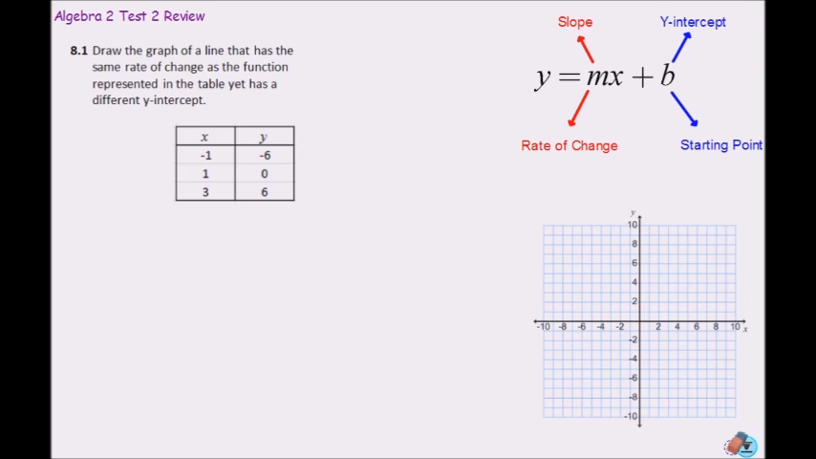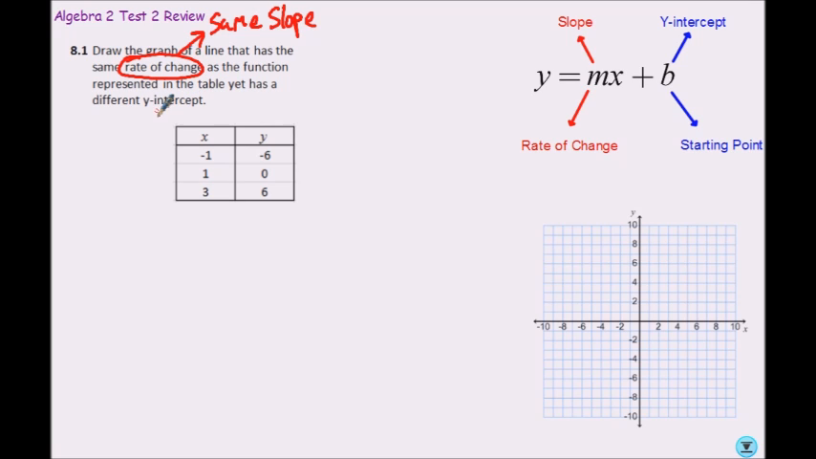Alright, so number 8. Number 8 says, draw the graph of a line that has the same rate of change. Oh, we know what rate of change means, right? Rate of change, that's slope, right? So we're looking for something that has the same slope. Well, same slope as what? Same slope as the values that are in the table.